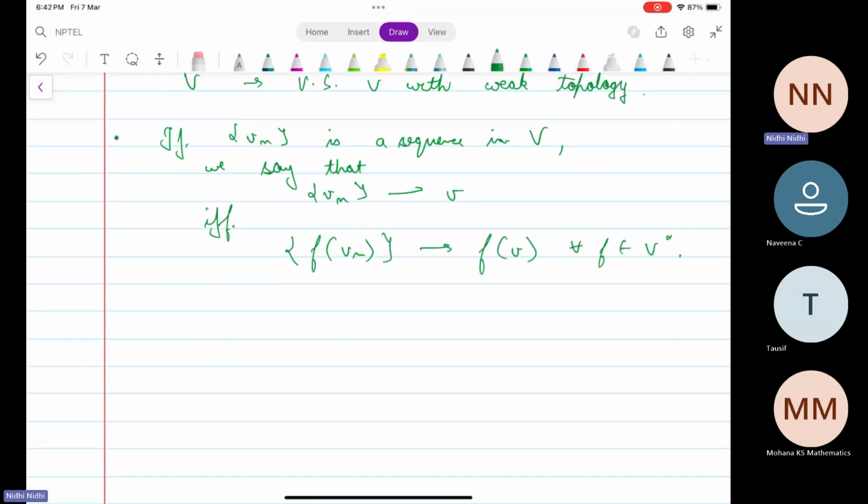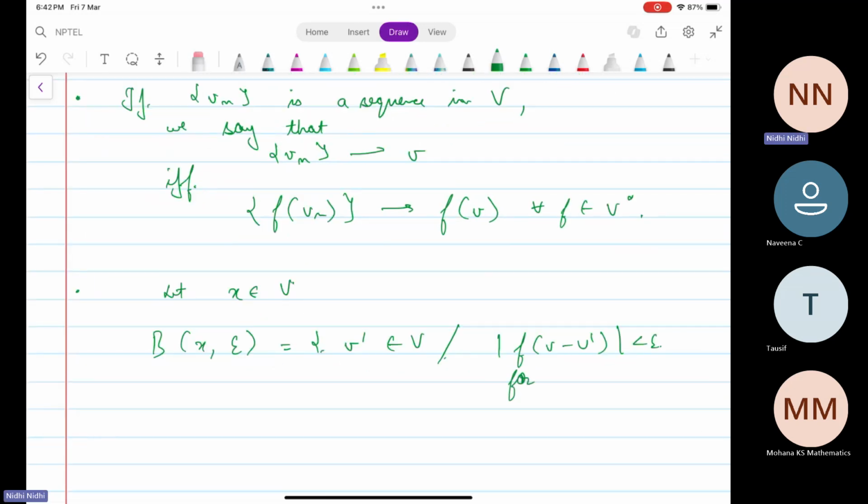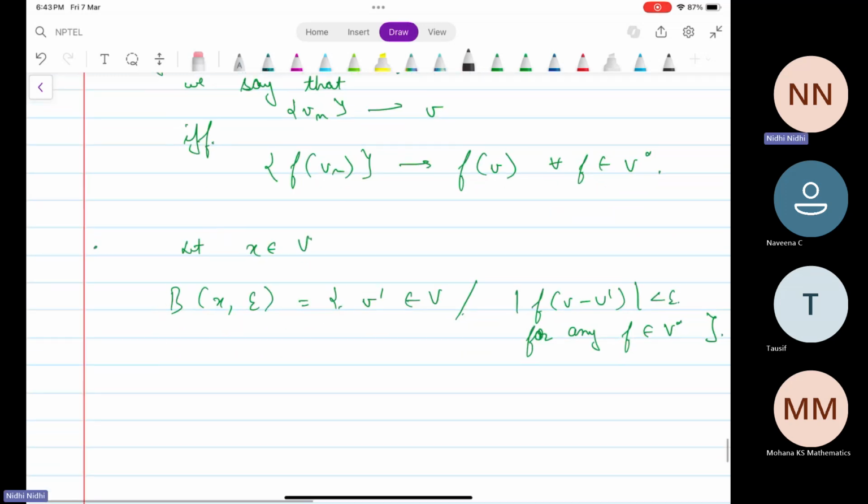And if I want to define some open ball around a point x in V, then the ball of radius epsilon around x is given by the set of all those points V' in V such that |f(V) - f(V')| is less than epsilon for any f in V star. So let's look at some problems related to weak topology.